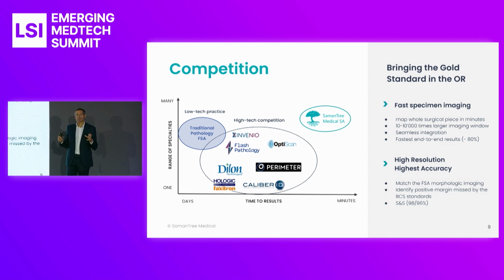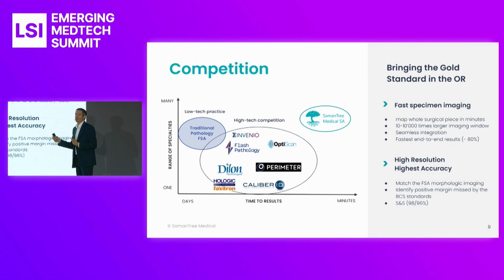Competitive landscape. This slide shows a range of specialties, which means in which use cases it can be used, versus time. And we're talking of a few minutes for a variety of use cases, which makes us believe that we are very differentiated from a number of other companies active in the space, allowing for all the use cases that I showed you, from prostate and breast cancer to lung cancer, brain cancer. And it's really thanks to the combination of the speed, the resolution, and the accuracy of the images.